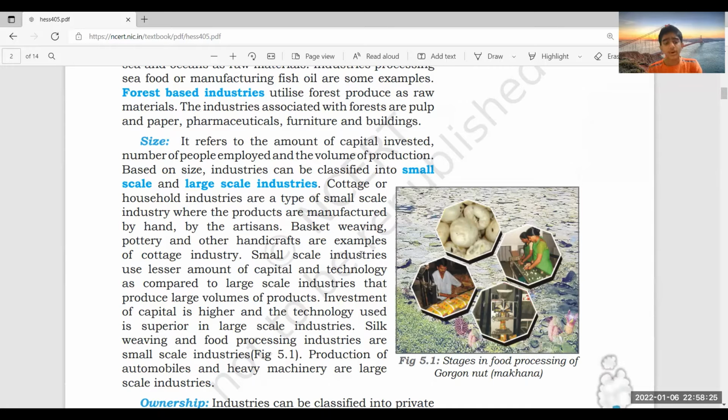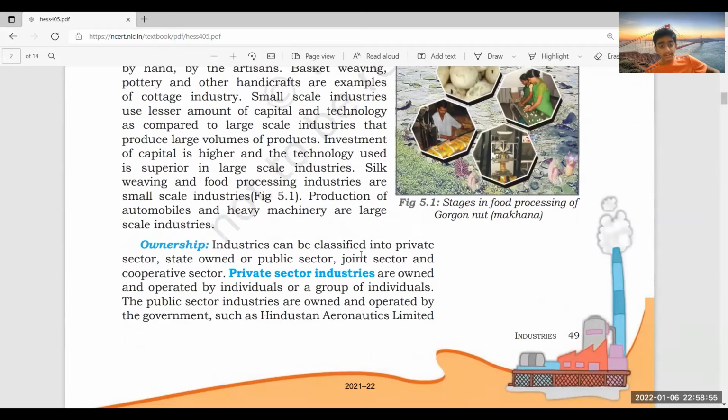On size, we have small scale and large scale. Small scale means cottage industry, which we set up in a smaller area with less money. We can go with the handloom industry as an example for small scale. Large scale industries are a group of factories which we set up, with high technology compared to small scale industries. Examples would be automobiles and heavy machinery industries.